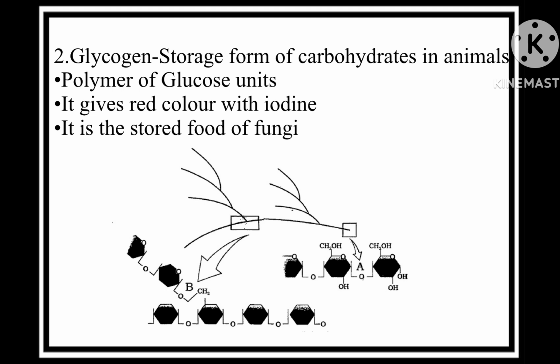They are completely insoluble in water, and they give a negative iodine test with red-violet color. As you can see in the image, there is no helical structure for the iodine test. They are highly branched. If you compare with amylopectin, it's really highly branched. And they are also the stored food of fungi.